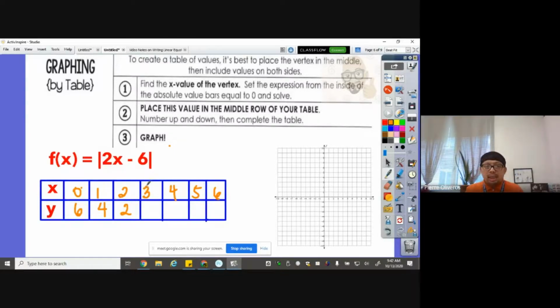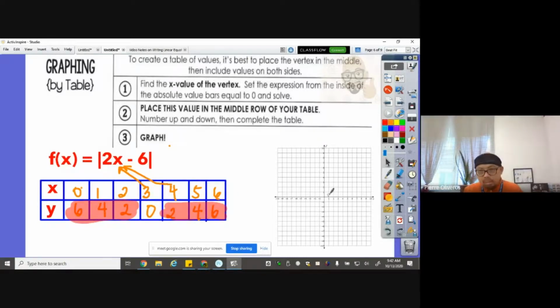But when you plug in the 3, which is your vertex, 2 times 3 is 6, minus 6 is 0, so the absolute value of that is 0. And then 4 again here: 4 times 2 is 8, 8 minus 6 is 2. So it's going to be 2, 4, 6, which is just a repetition of this one here. Okay, see the pattern there?